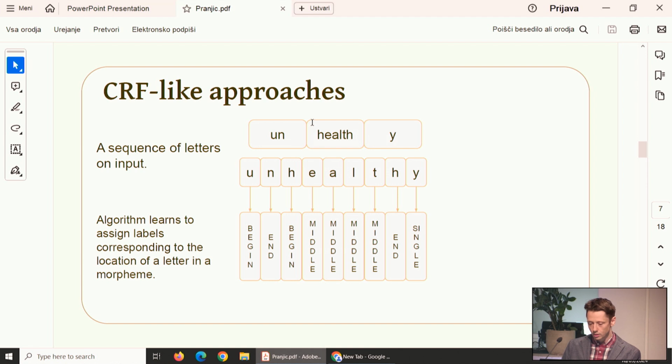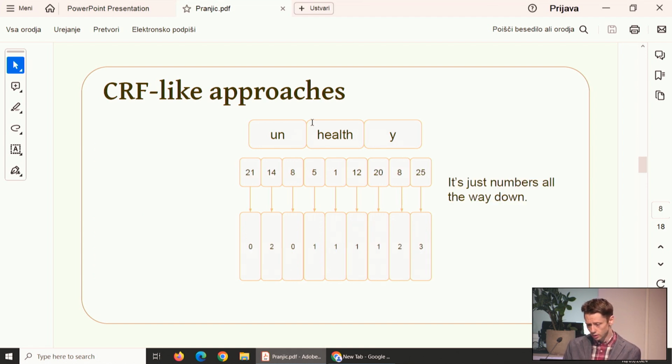So for this system, we have to present the word as a collection of letters. Each letter is separate. It's a sequence of letters, and each of those letters needs to be assigned where it lands in the corresponding morpheme. So, for example, the final letter Y in unhealthy is a single morpheme, and it's marked like that, while all others have their beginning, end, and middle of the morpheme. Well, don't forget that it's just numbers all the way down.